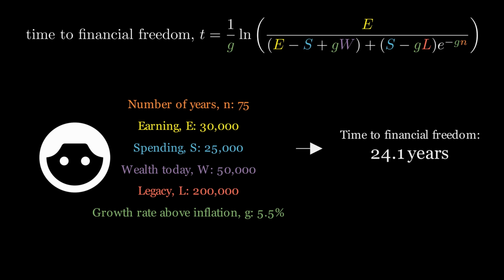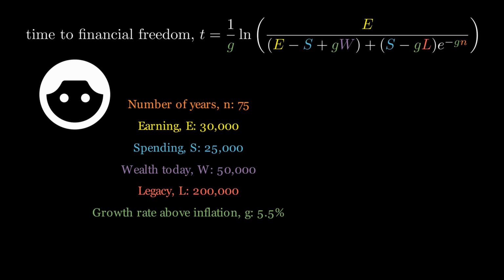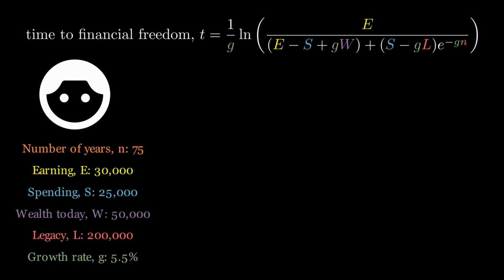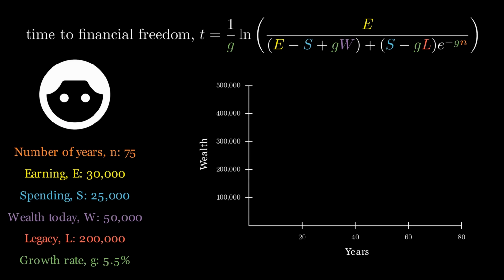So how can we derive the formula for the amount of time to reach financial freedom? Well, think about Charlie's wealth over his lifetime. Charlie has given us his wealth today of 50k, so let's add that to the chart. And he's given us a wealth target of 200k for the end of the model, which is 75 years from now.